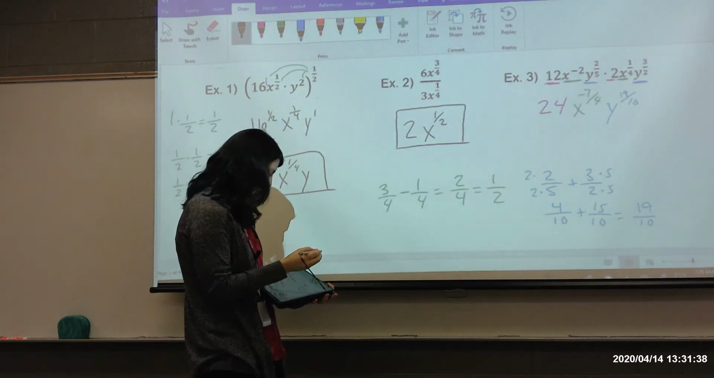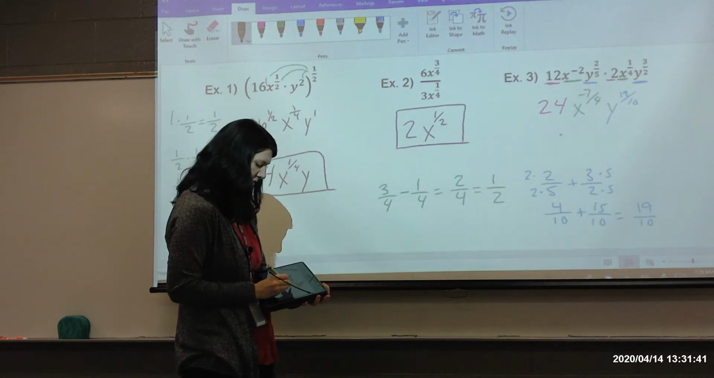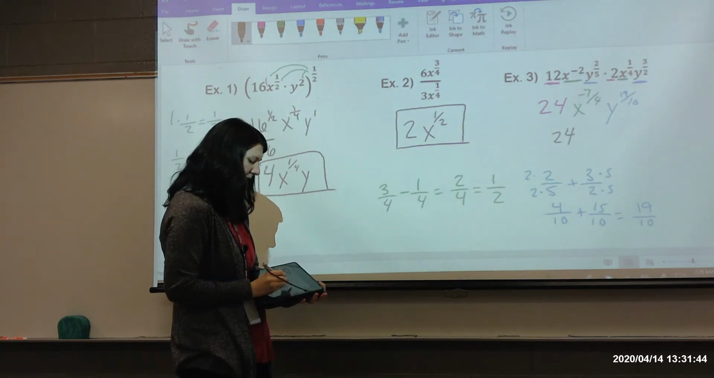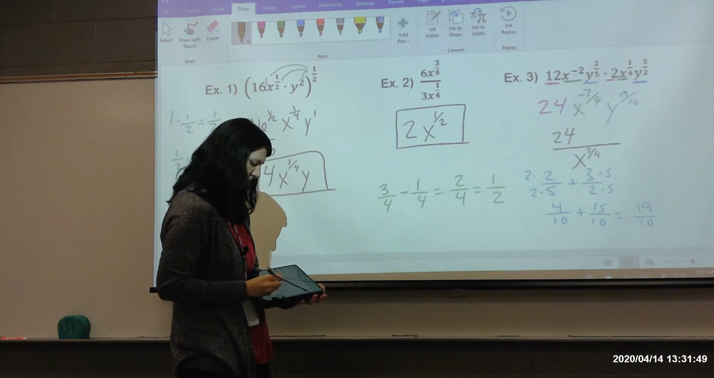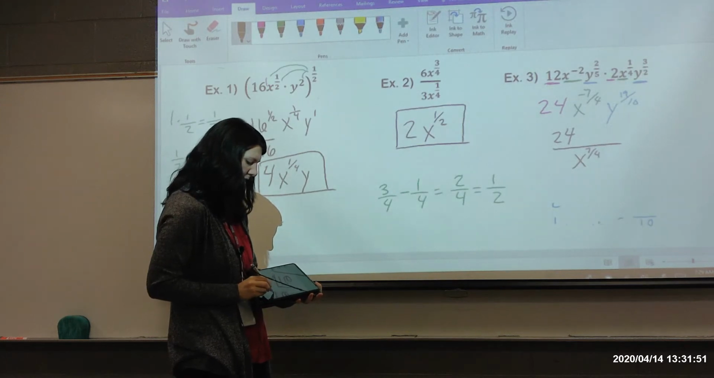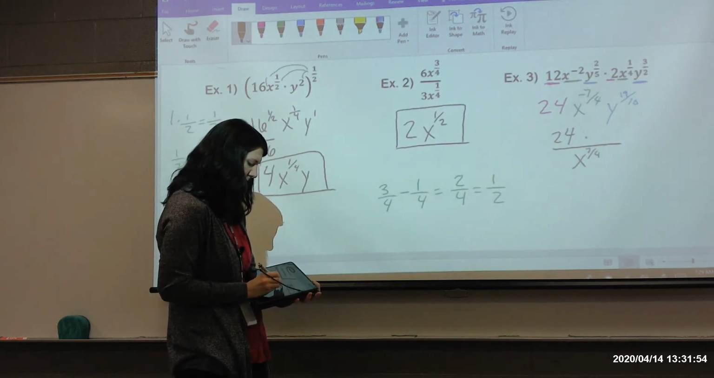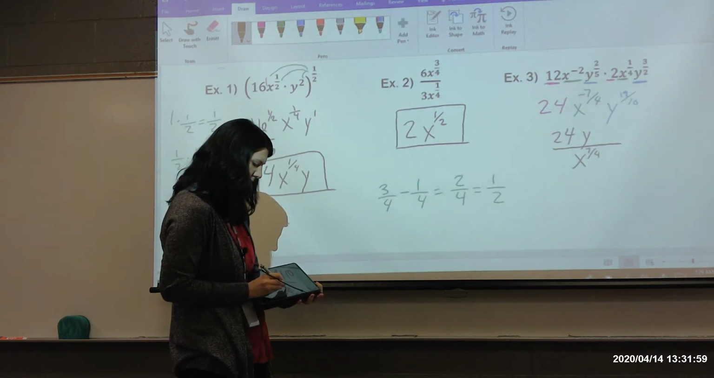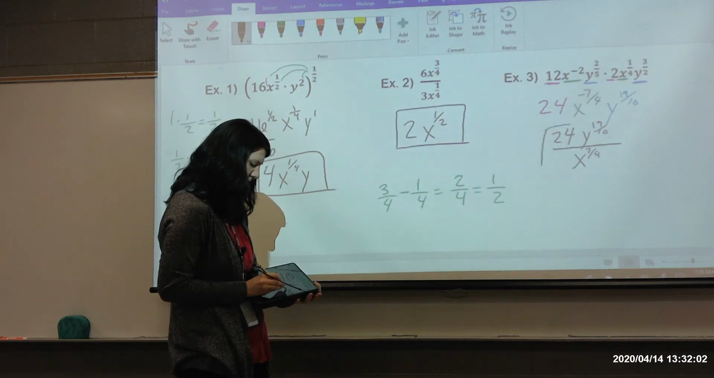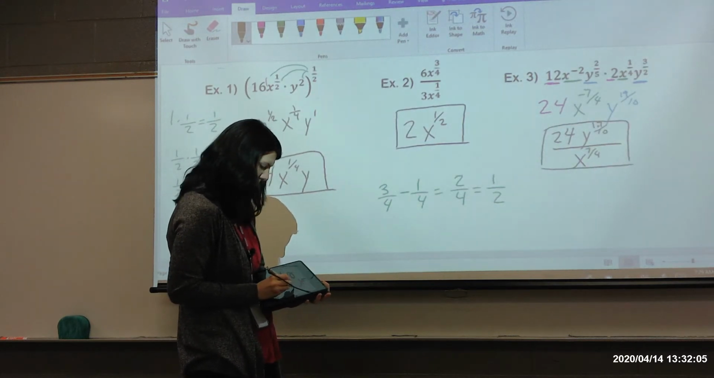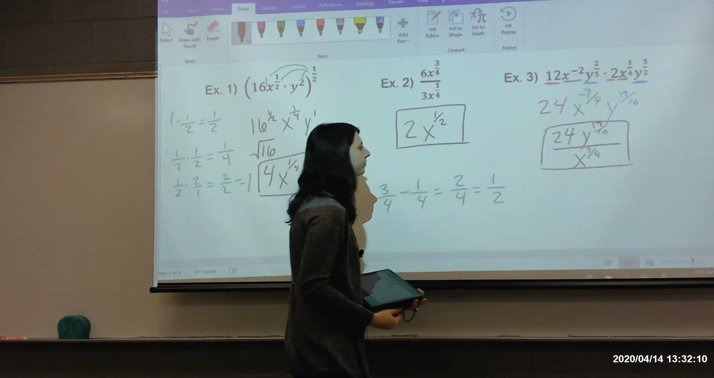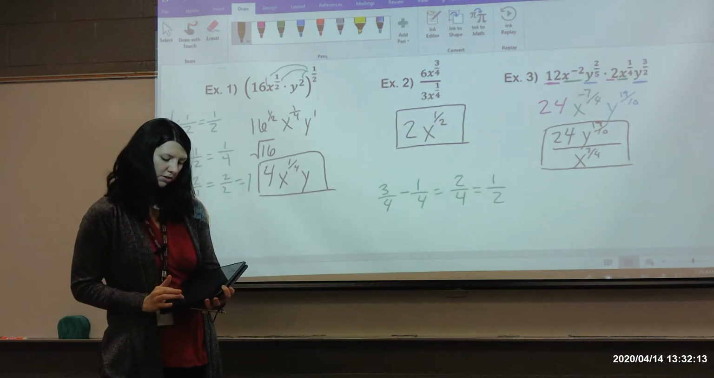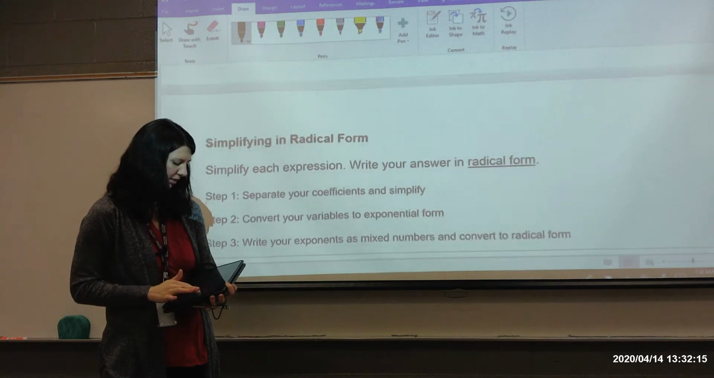So let's write our final answer. 24 does not have a negative exponent, so it stays in its spot. X to the negative 7 over 4, that's a negative exponent, so I move it to the bottom. Okay? And then y to the 19 over 10 is a positive exponent, so it stays on top. So there's our final answer. So all we did was move our negative exponent to the denominator. And we are done. Okay, so now that we've simplified an exponential form, let's look at radical form.